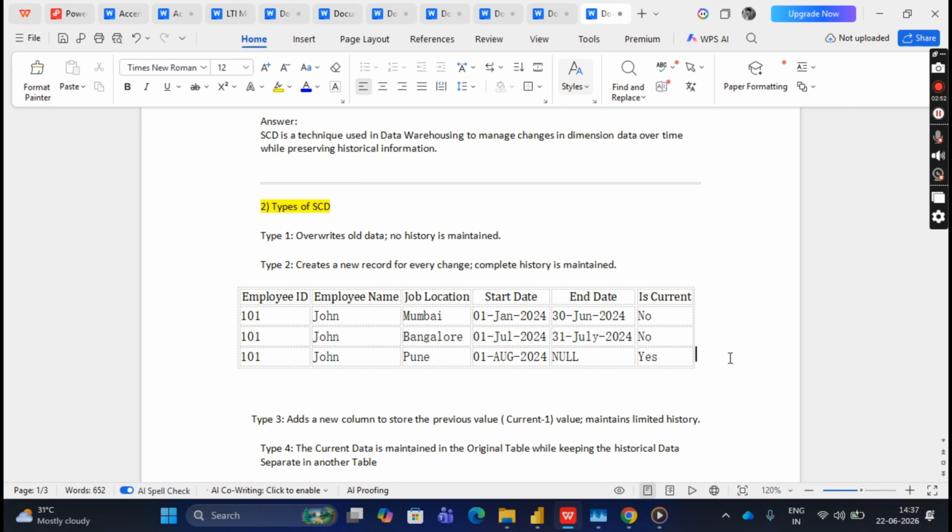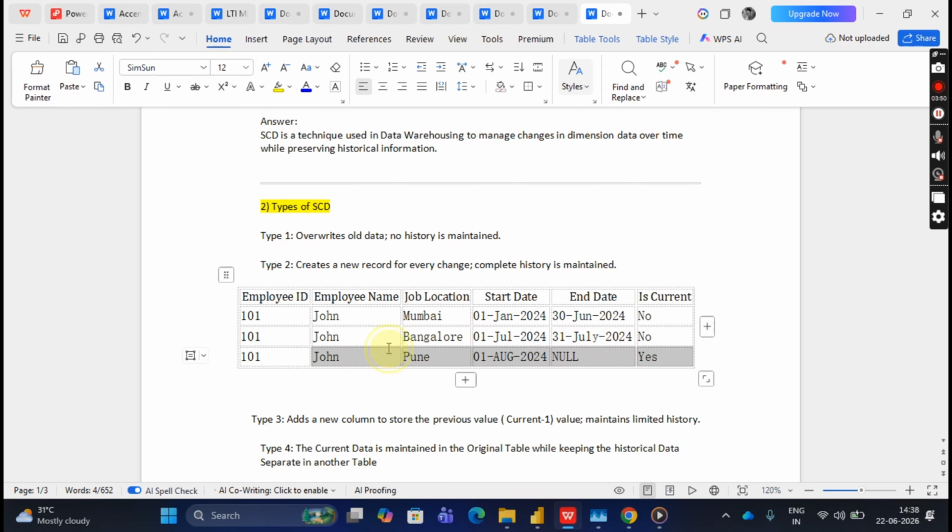This is how you should answer, that it only stores the previous value, that is current minus 1 value. This is very important. You should mention this point, current minus 1 value, and it maintains limited history. What does it mean? Here all the historical records of John are maintained, right? Wherever the locations he has changed from Mumbai to Bangalore or any other location, it would have been stored for SCD type 2. But for SCD type 3, only the current location is stored in the table and the current minus 1, only one historical record will be stored.